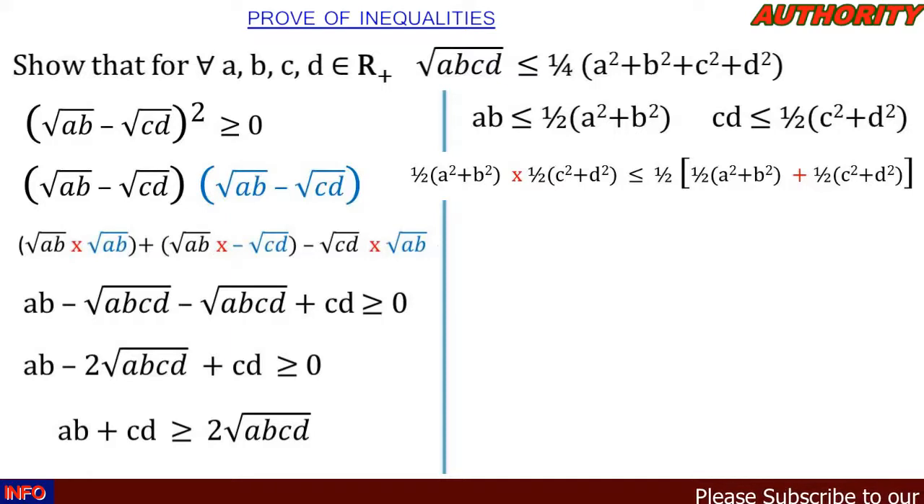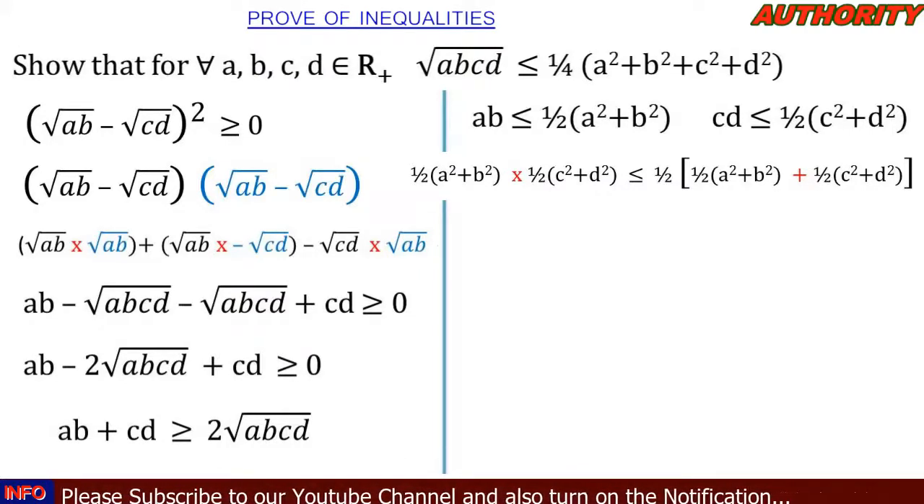I don't think you understand what I'm saying. It's very simple. Please try and get it. We have half of a² plus b², and then we also have half of c² plus d². So these two halves, when you multiply them together, it will give you a number that is less than the half of when you add them together.